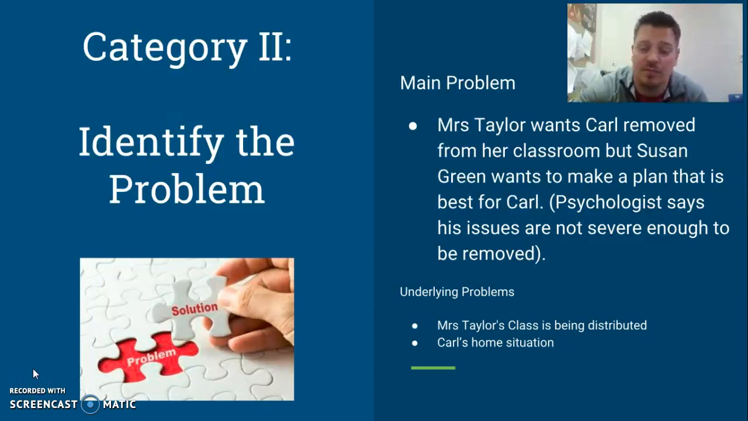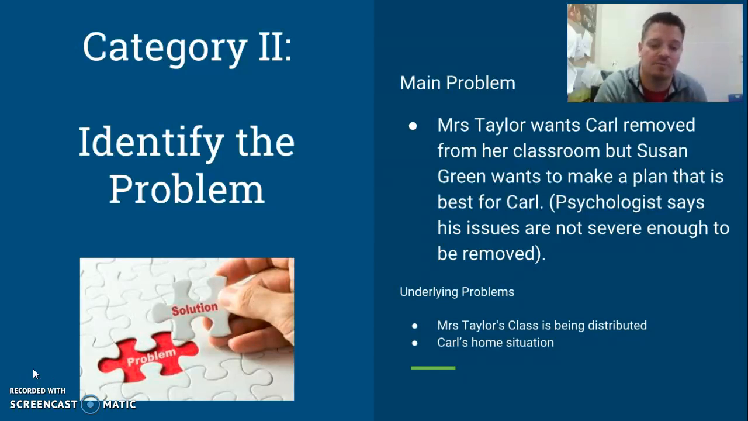And so, identify the problem. The problem is that Mrs. Taylor wants Carl removed from her classroom. But Susan Green wants to make a plan for Carl. She's already tried to develop that plan, and she feels like she can't remove him or provide full services for him because of his profile and because of the recommendations of the psychologist.